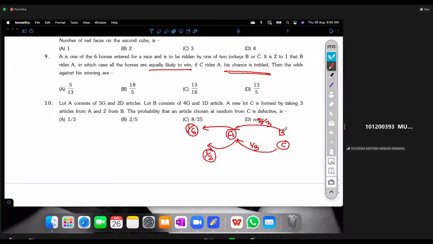So the probability of A winning is: you choose B, the probability of success is this one. If you choose C, this is the probability. First, B should win, and 1 by 6 is equal to 1 by 9. Next, you give a chance to C, that is 1 by 3, and winning is 1 by 2, which is equal to 1 by 6. The addition of these is the probability of A. Odds against is the probability of failure to the probability of success, that is the answer.